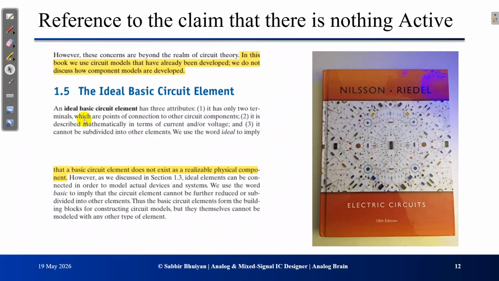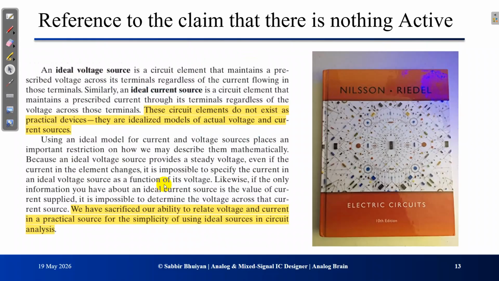That thing. So this is the ideal basic circuit element. A basic circuit element does not exist as a realizable physical component. Okay, next, ideal voltage source, ideal current source is a circuit element that maintains, and so on. These circuit elements do not exist as practical devices. They are idealized models of actual voltage and current sources.